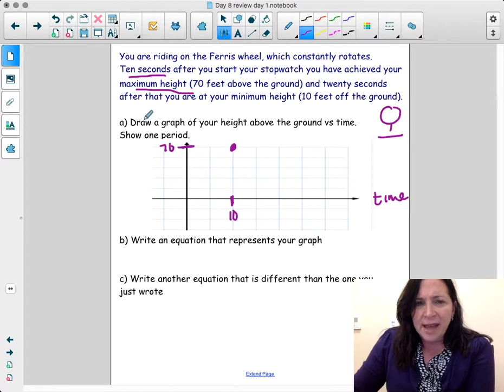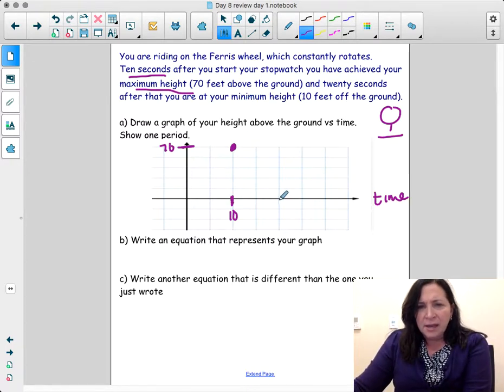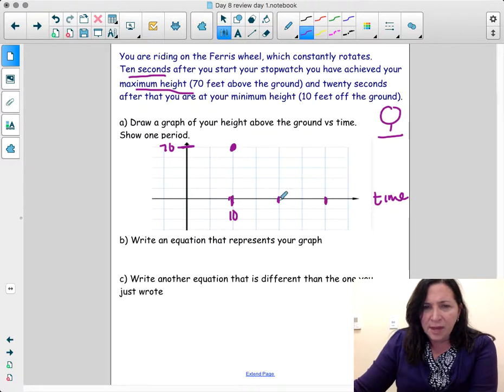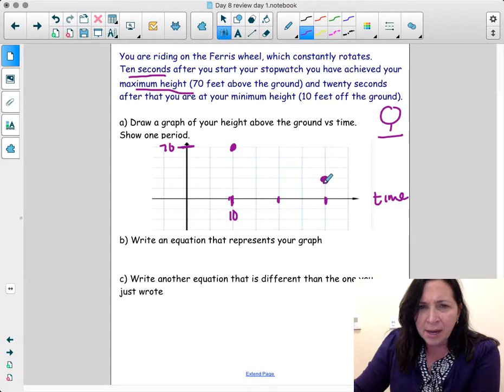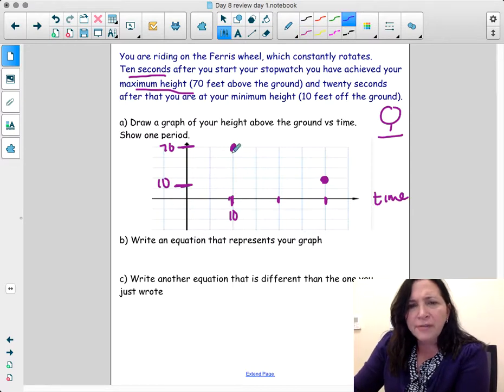20 seconds after that, you are at your minimum height. So 20 seconds from here, 10, so 20 seconds. If that's 10, here is another 10, and here's 20. Now I'm here at my minimum height, and my minimum height is 10 feet off the ground. So what I've seen is I have a high point and I've got a low point.